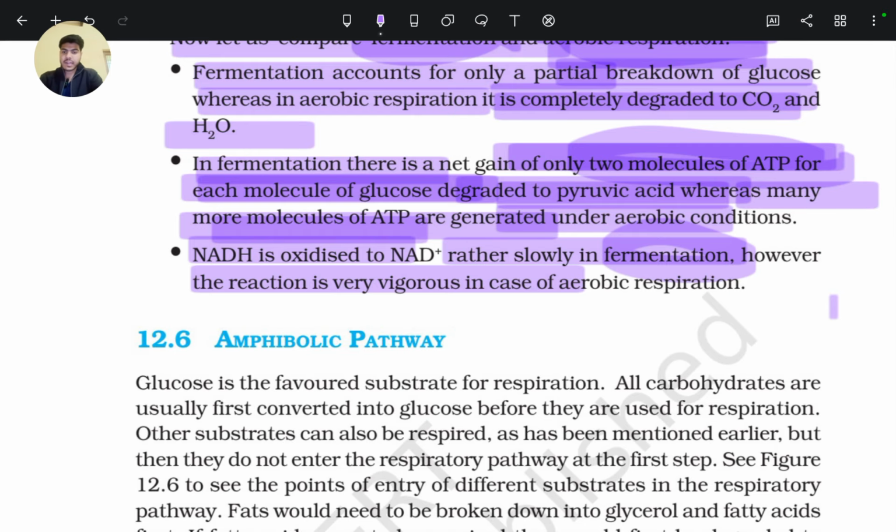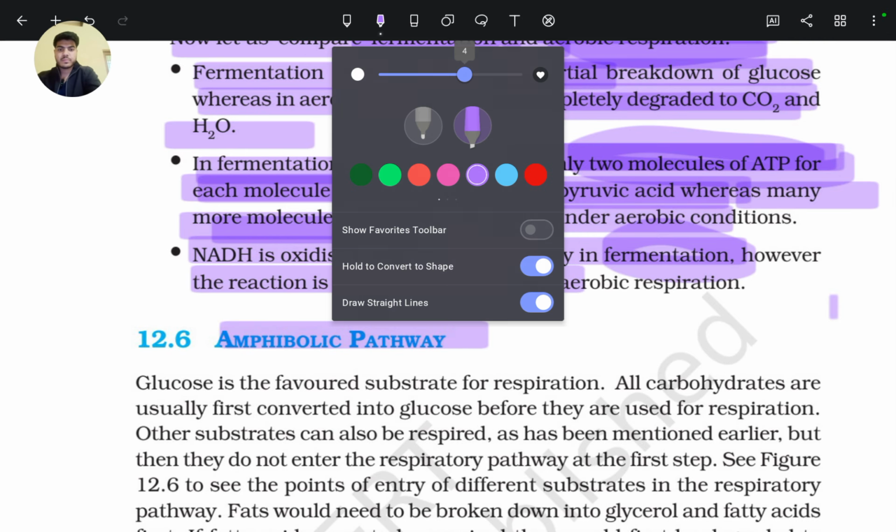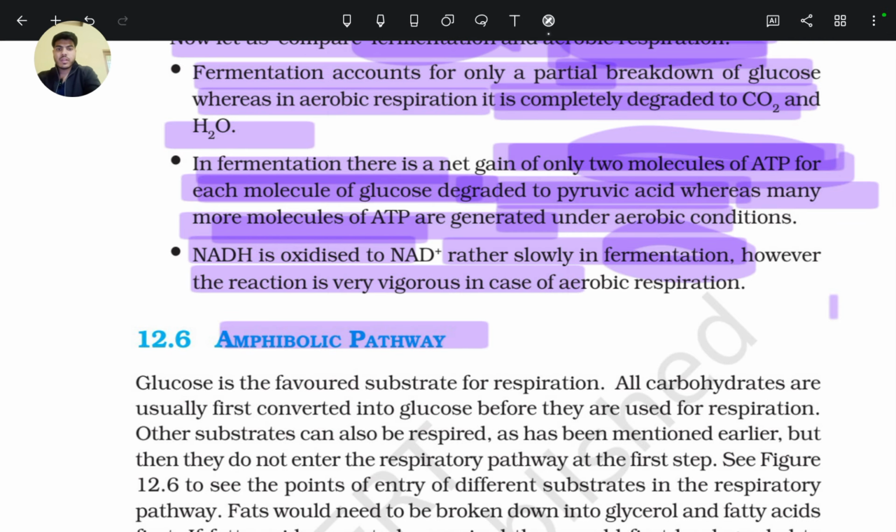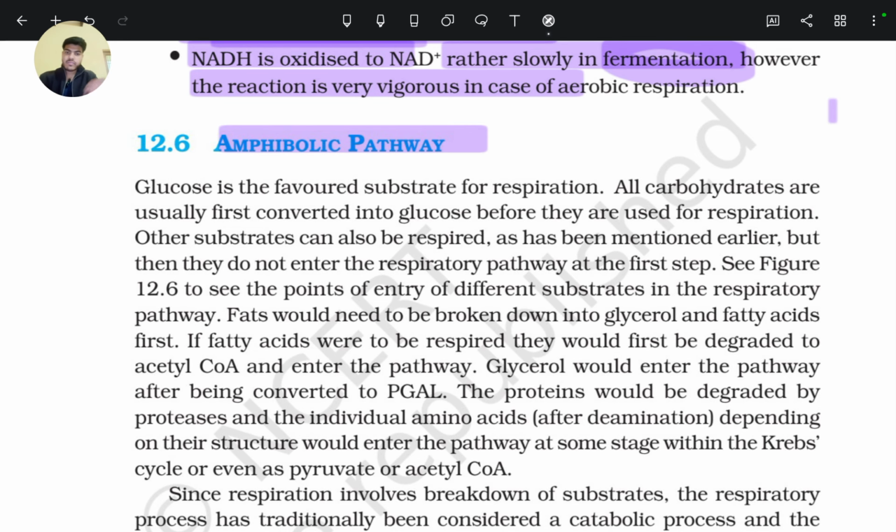Now let's get started with the amphibolic pathway. Respiration is an amphibolic pathway, meaning that in the respiration process, both the catabolic and the anabolic processes occur. In the catabolic process, breakdown of molecules takes place, and in the anabolic process, formation of molecules takes place. So in respiration, both types of process occur, that is catabolic and anabolic.